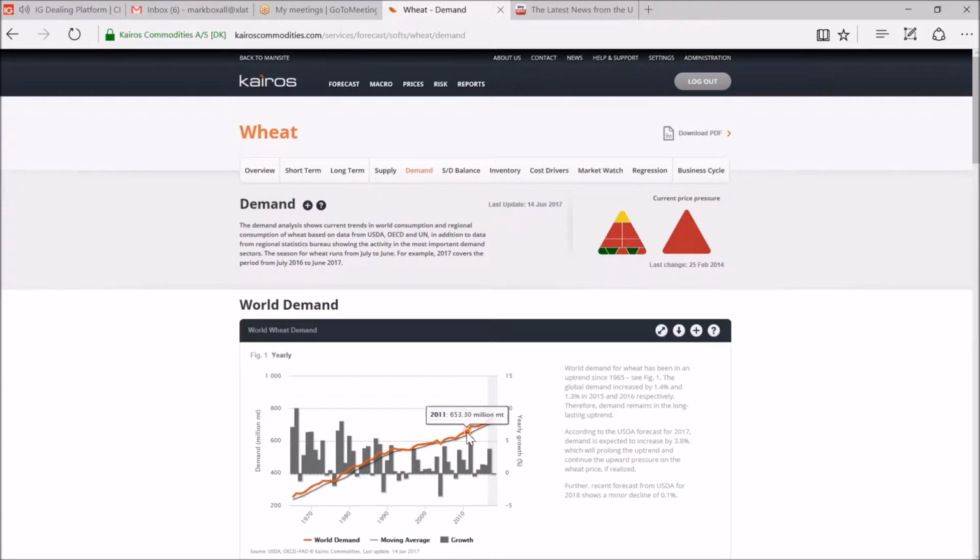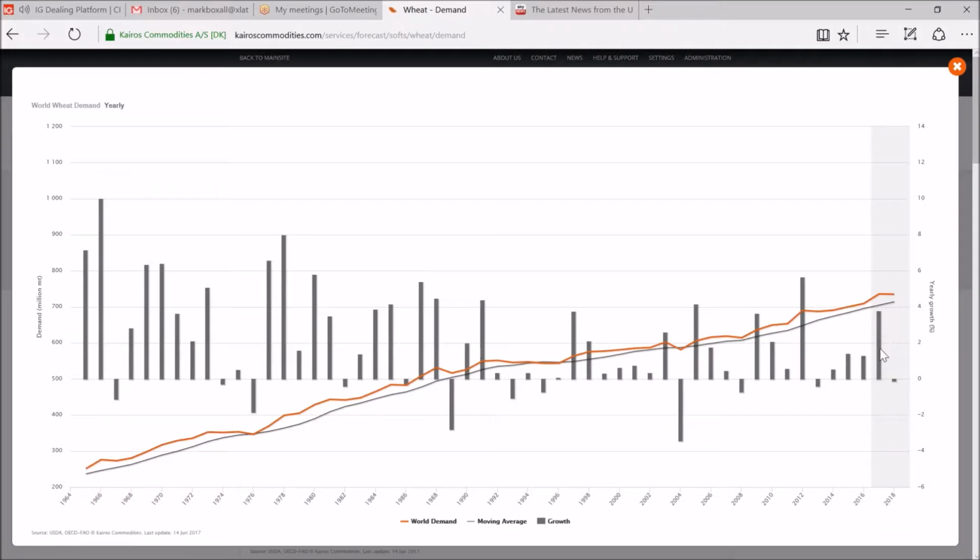Now looking at the demand section, this element is red, meaning price pressure upwards. And again, we're going to blow this graph up, and you can see between 16 and 17 the bars are growing, hence price pressure upwards.